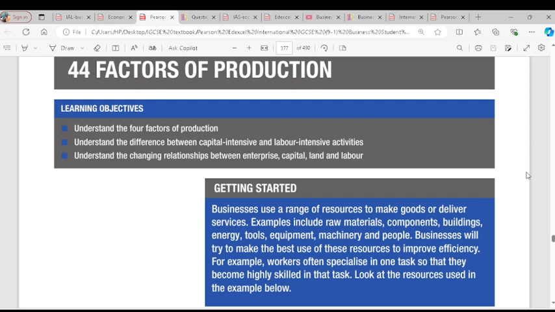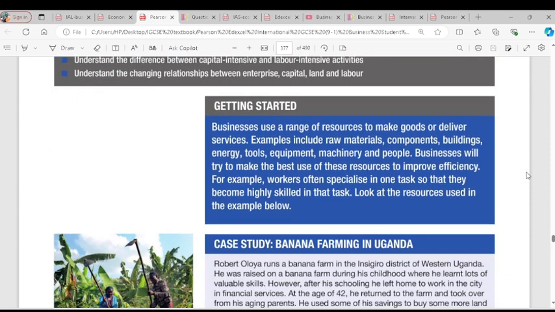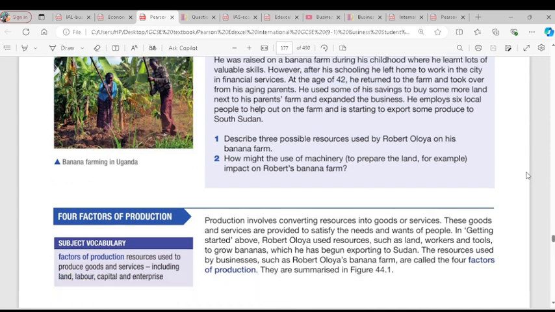We're talking about factors of production. This is chapter 44. When we talk about factors of production, we're talking about resources that help in the production of goods and services. Resources that help in the production of goods and services are the factors of production. So we call them economic resources anyway.